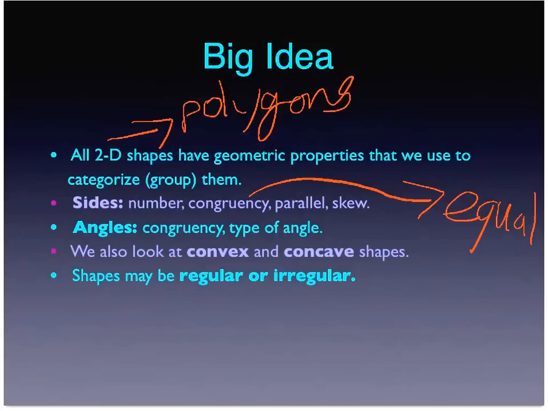So parallel lines never cross each other. Skew lines do cross each other. So skew is the opposite of parallel. We also look at the angles, the congruency of the angles, and the type of angle, whether it's obtuse or acute or right. We also look at convex and concave shapes, and we also categorize shapes by whether they're regular or irregular. Okay?